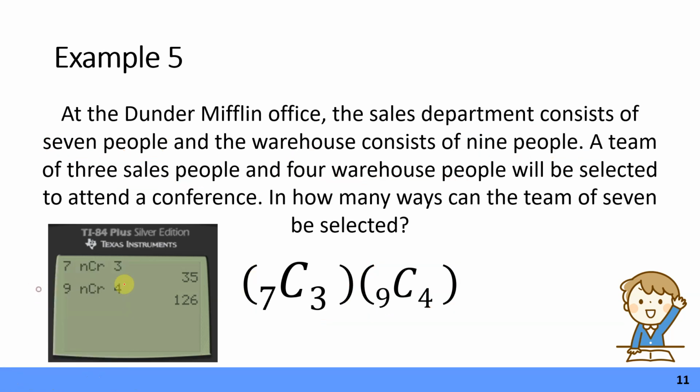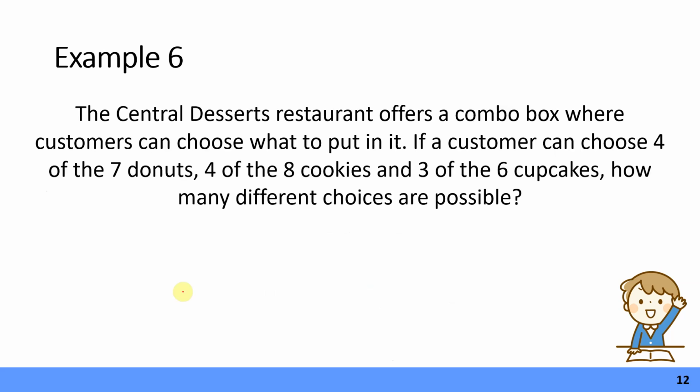If you multiply 35 times 126, you get that there's a total of 4,410 different ways that you could come up with your people to go to the conference. Okay, so that was pretty nice. Just remember, when you have different selections, you do them separately, but then at the end you just multiply. All right, let's go ahead and tackle one last problem here.